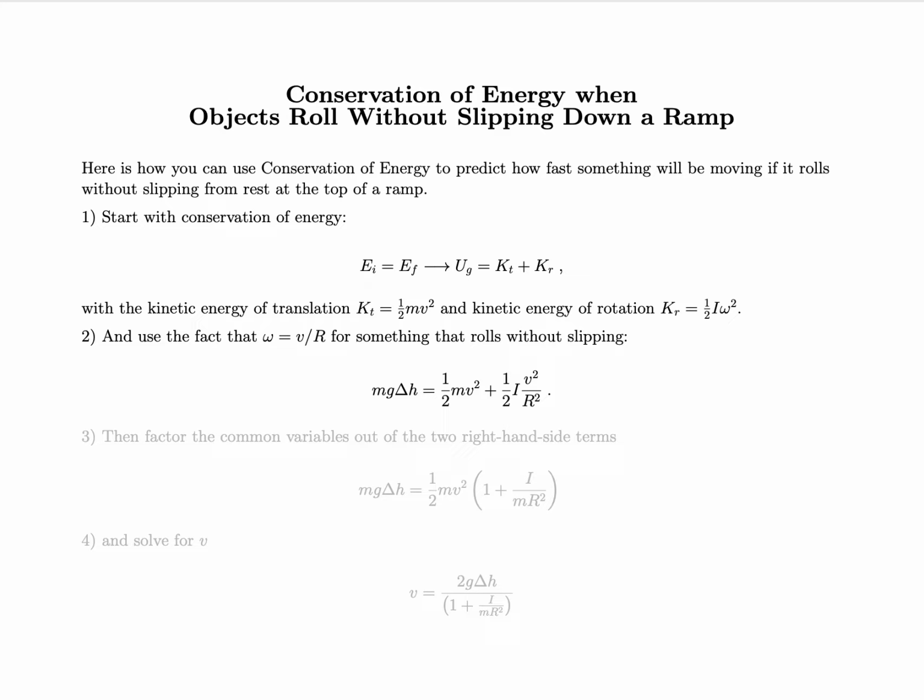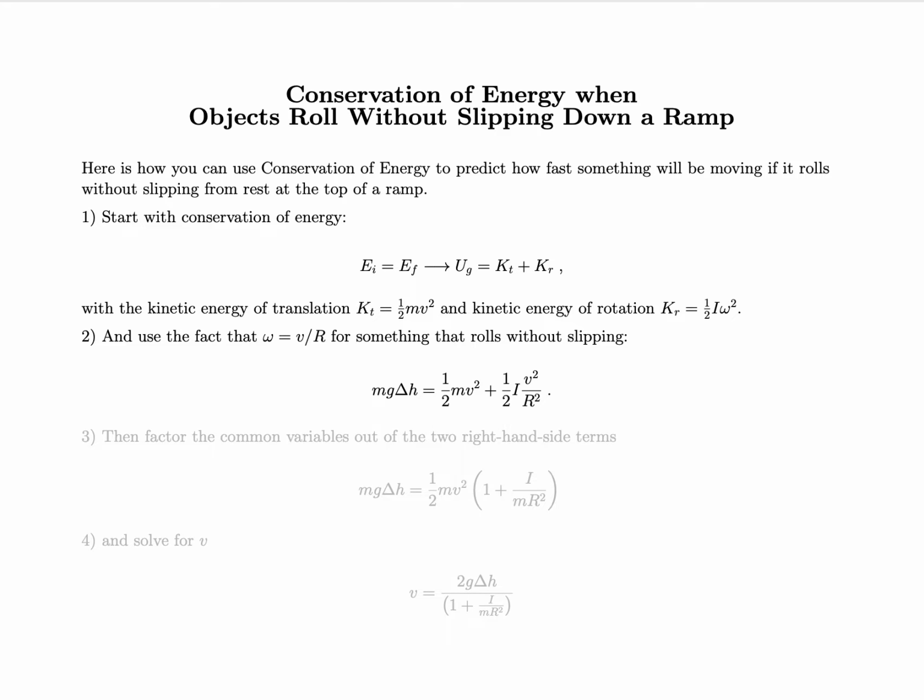On the left-hand side, gravitational potential energy is mgh, but here we'll use delta h to reflect the fact that we don't really need the object's absolute height, we just need its height compared to how it is at the bottom of the ramp. And we have kinetic energy of translation 1/2 mv squared, and we have kinetic energy of rotation, but here omega has been substituted with v over r. So we have 1/2 I v squared over r squared.